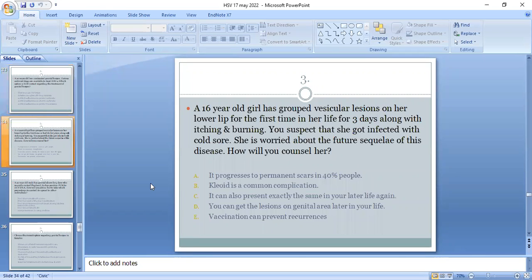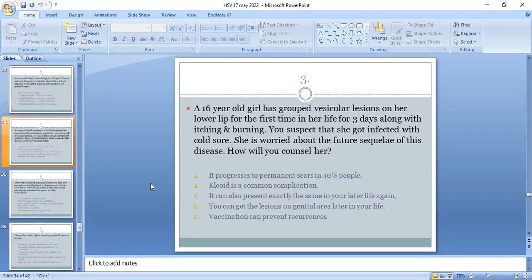Third MCQ: a 16-year-old girl has grouped vesicular lesions on her lower lip for the first time in her life for 3 days, along with itching and burning. You suspect that she got infected with cold sore. She is worried about the future sequelae of this disease. How will you counsel her? Whether it progresses to permanent scars in 40% of people, or keloid is a common complication, or it can also present exactly the same in your later life again, you can get the lesions on genital area later in your life, or vaccination can prevent recurrences.